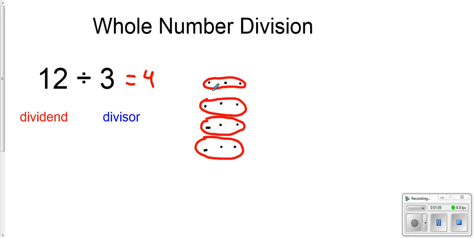So you can either say we want to split it up into groups of 3, so 3, 3, 3, 3, and see how many groups there are. Or another way to think of it is split it up into 3 groups. So here is one group. Here is one group. And here is one group. How many are in each group? 1, 2, 3, 4. 1, 2, 3, 4. 1, 2, 3, 4. So there are 4 in each group. If you split it into 3 groups, there will be 4 in each group. So those are 2 different ways to think about your most basic division problems.